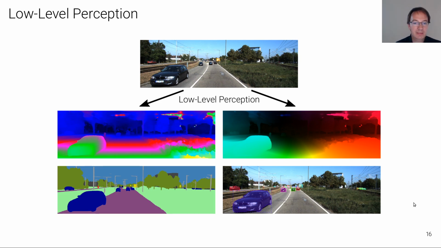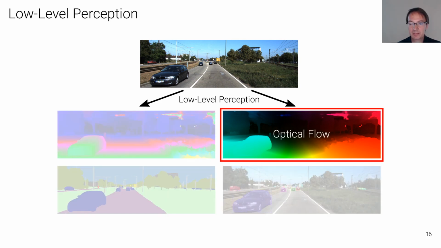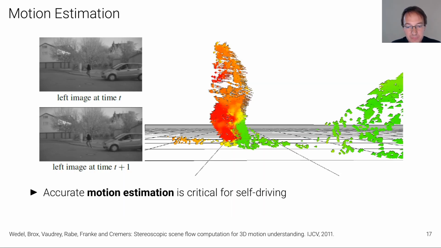Well, if you look at a typical self-driving stack, in the first couple of stages you typically have a low-level perception module that takes the input image or LiDAR scan and produces some intrinsic properties of the scene, such as the depth, 3D geometry, semantic label map, 2D or 3D bounding boxes, instances, road markings, or, as we're interested in here, motion, optical flow. Motion estimation is of course critical for self-driving. Here's an example. This is actually scene flow, so it's 3D motion, which adds a stereo component to it.